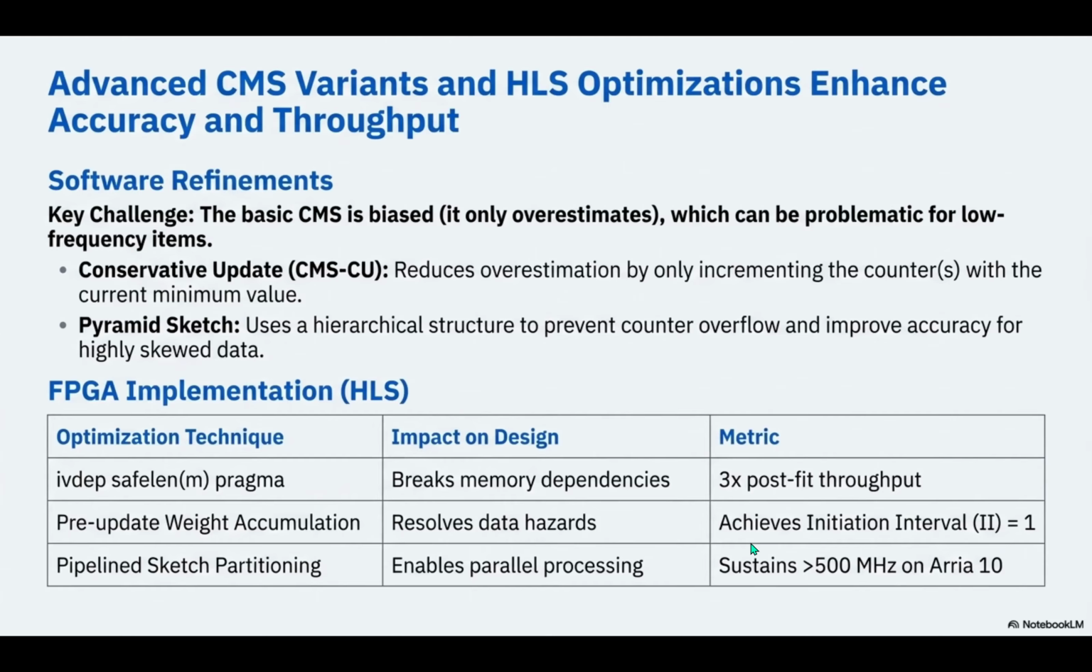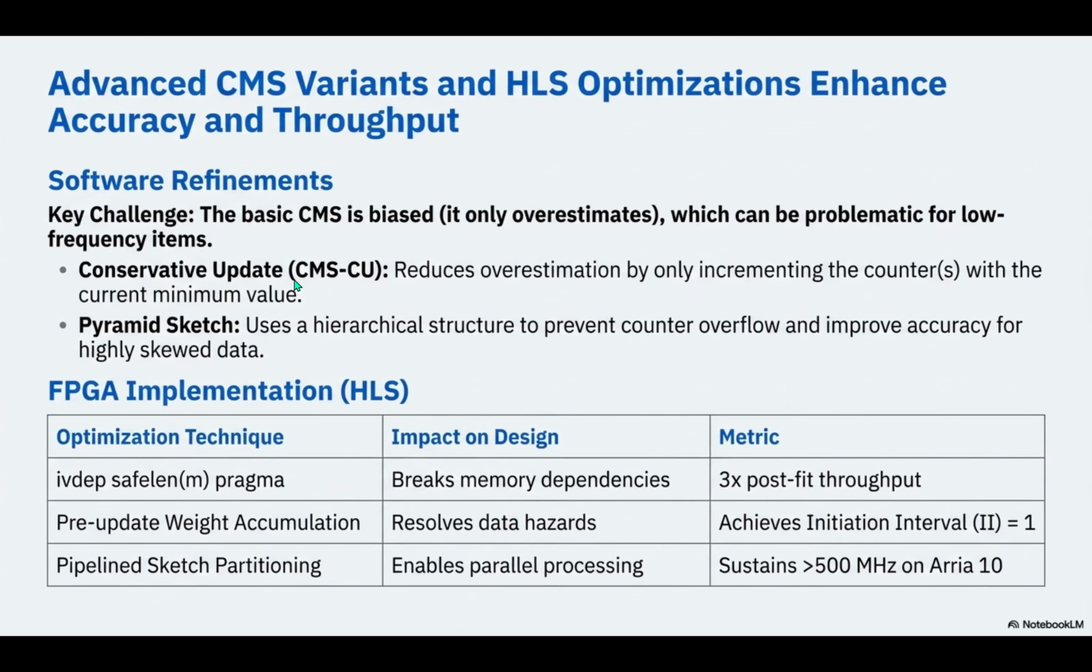It never underestimates. Now, you mentioned it's biased because it only overestimates. That sounds like it could be a problem for identifying the low-frequency items, the mice in the whole elephants and mice problem. It is a problem. In EDA data, the data is often incredibly skewed. You'll have a few things that happen trillions of times, and most things happen only once. And those big elephants would just pollute all the counters.